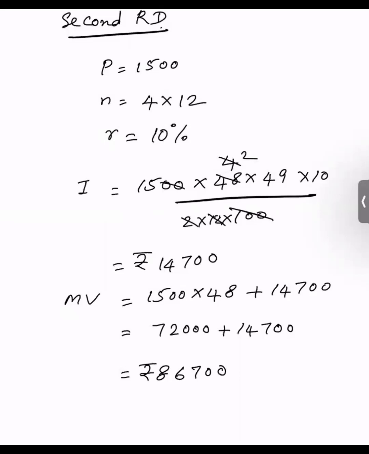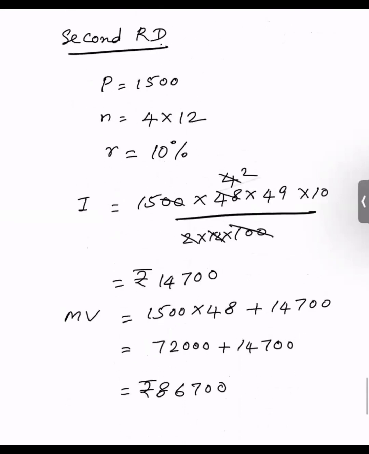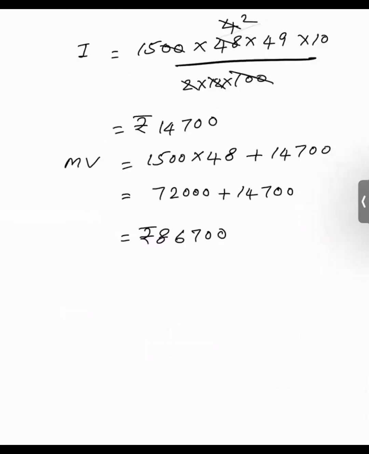So we are getting 86,700 as maturity value in the second case. And first case, we got 75,120. So obviously second case is better. The question is, which RD will give more money and by how much?